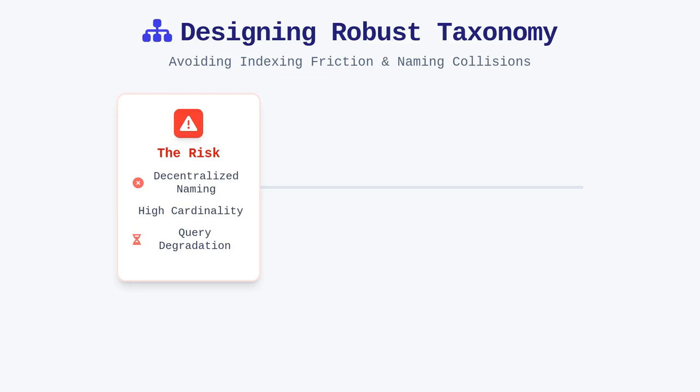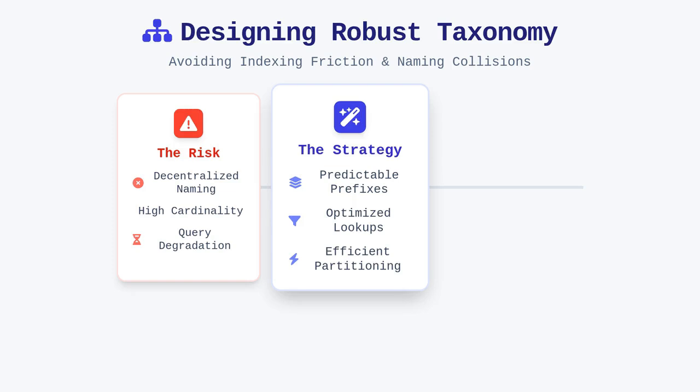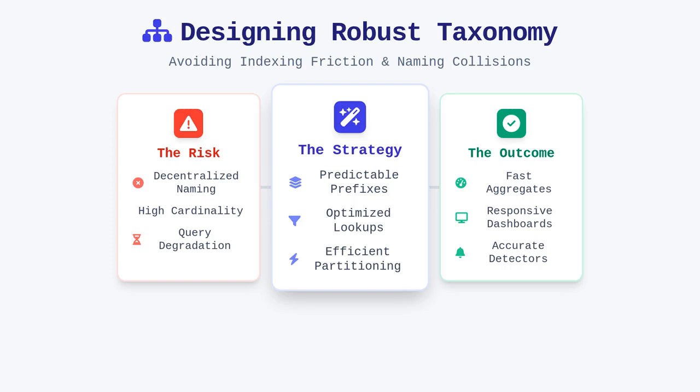You should strive for a consistent structure where key naming follows a predictable pattern, such as using prefixes for specific environments or application layers. For instance, differentiating between an application layer dimension like app version and an infrastructure layer dimension like host ID helps the system optimize index lookups.